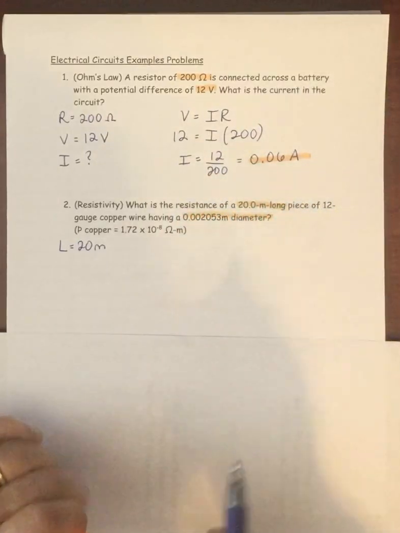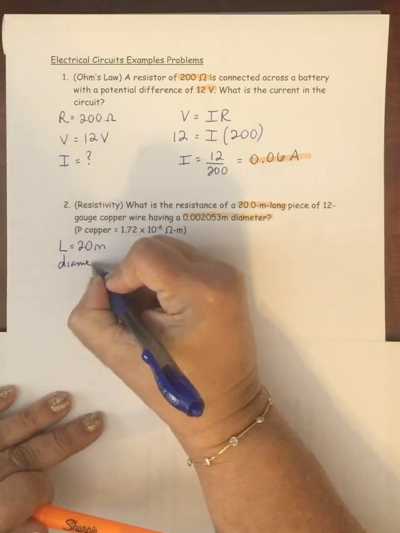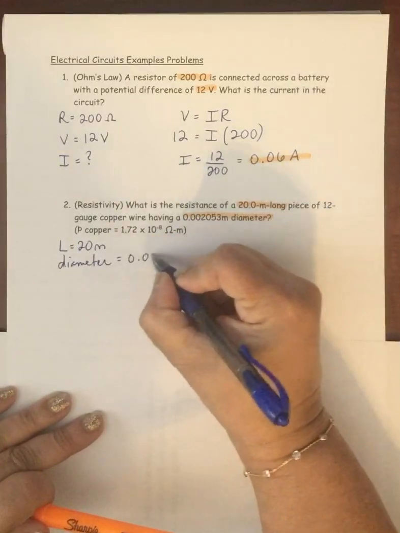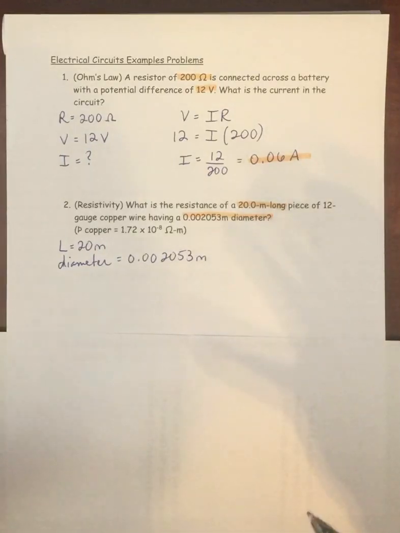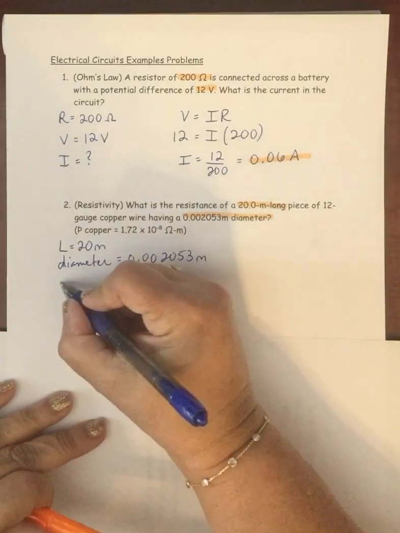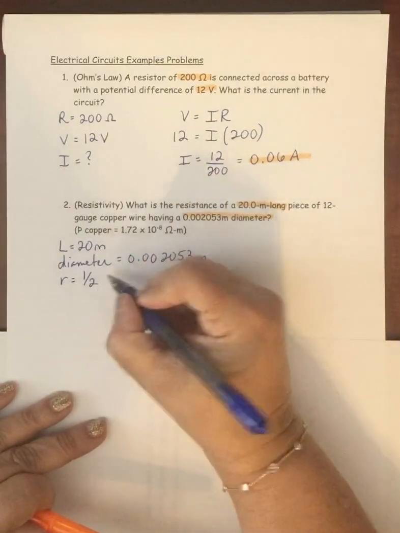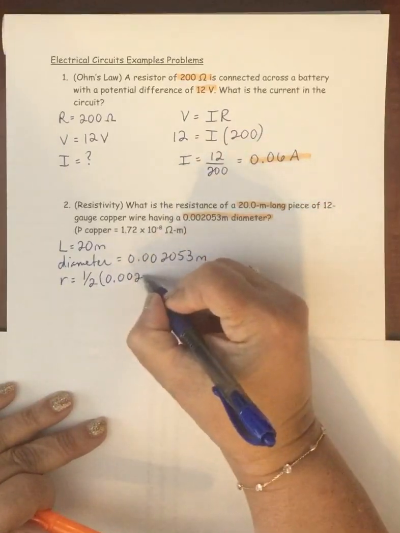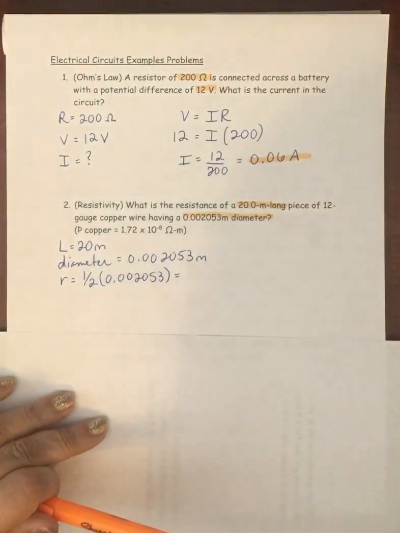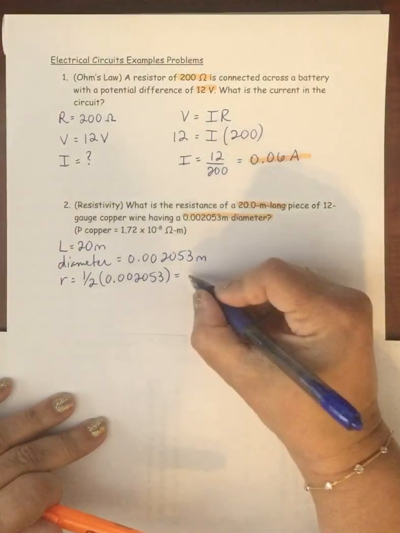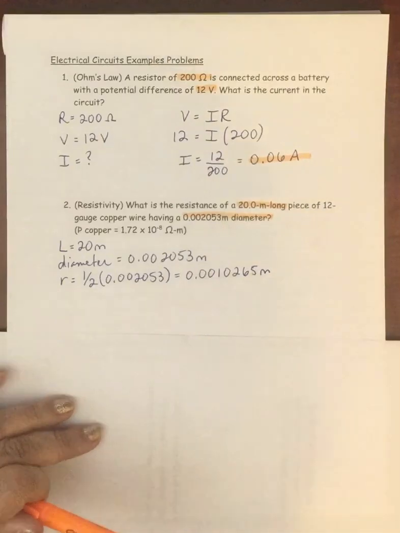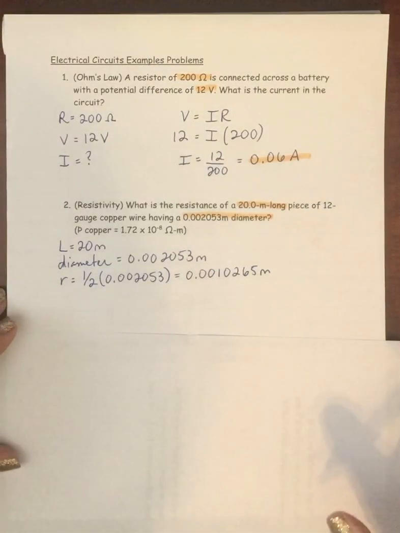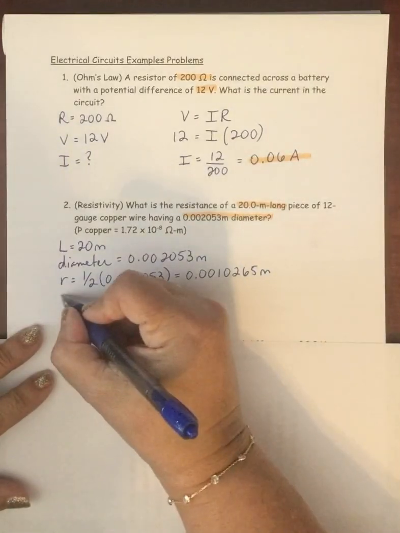So the diameter of the wire is 0.002053 meters. Diameter is not what we need. What we need is radius, because we want to find the cross-sectional area of the wire, which is a circle. So we need the radius. The radius is going to be half of the diameter. So half of 0.002053 gives me 0.00100265 meters. Okay? Now, the area we can find by doing pi r squared, because it's a circle.